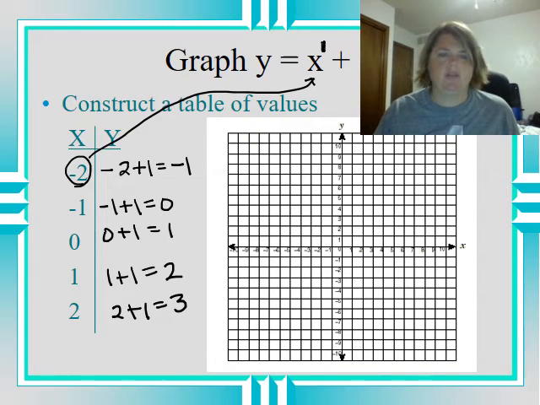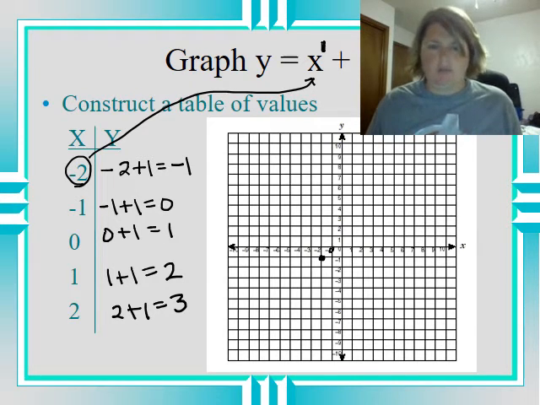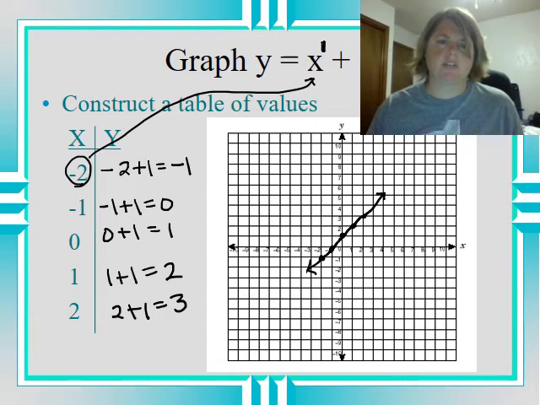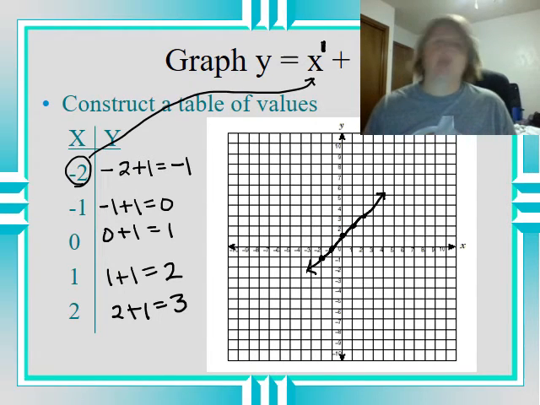Right, so now that we have our table completed, we're going to graph the points. So (-2, -1), (-1, 0), (0, 1), (1, 2), (2, 3). And look, you see that all of our points are in a line. So we're going to go ahead and connect the dots, and because this is a line, we're going to put arrows on both ends. That represents that it continues forever in those two directions. And what we just did is we graphed using a T-chart.